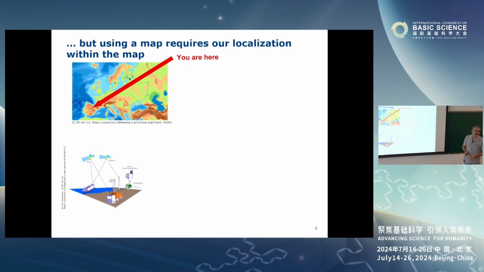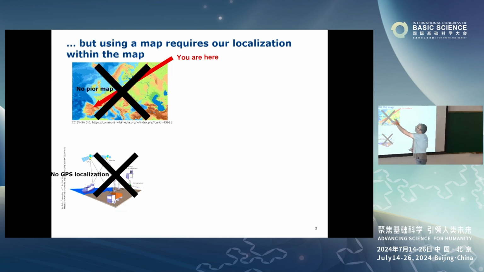Typical localization methods for telling you where you are: GPS. So you have a satellite constellation to tell you where you are. The question is that we don't always have this infrastructure, and maybe we also don't have this map.